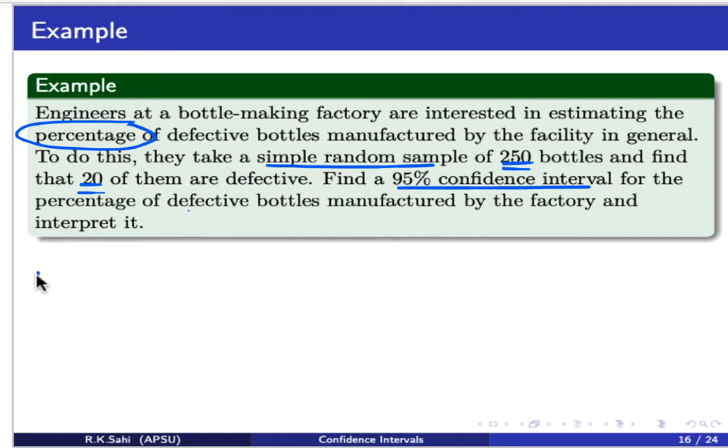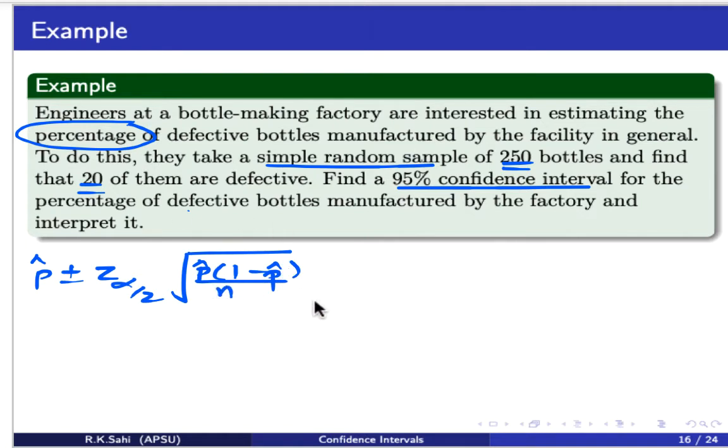So what is the formula here? It's p hat plus or minus z alpha by 2 times the standard error, which is given by the square root of p hat times 1 minus p hat over n. So this is the formula, guys, we will be working with. Now, let's go ahead and fill in the brackets here. So what is p hat? p hat is the proportion. N here is 250, so p hat is 20 out of 250, which is 0.08.